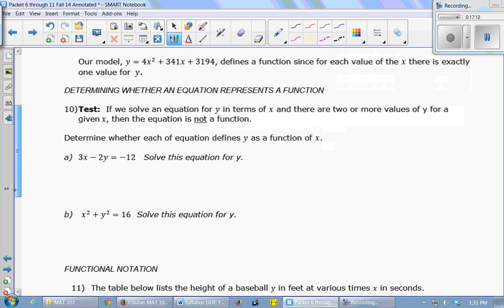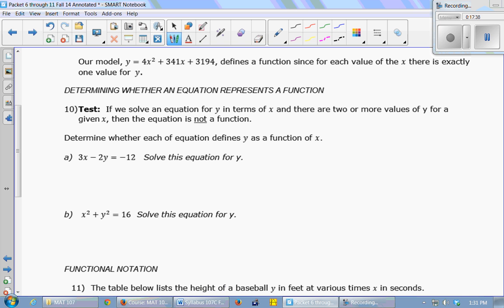So our model defines a function because for each value of X, there's exactly one value for Y. If I give you a year, you can tell me how much tuition cost in that year. And it's never two different numbers. It's not like, oh, well, in 2000, the tuition was $3,000 and $5,000. It can't have been both, right? So this is a function.